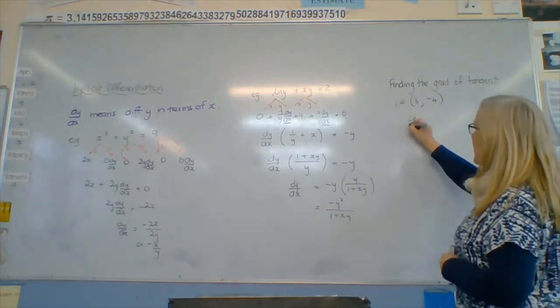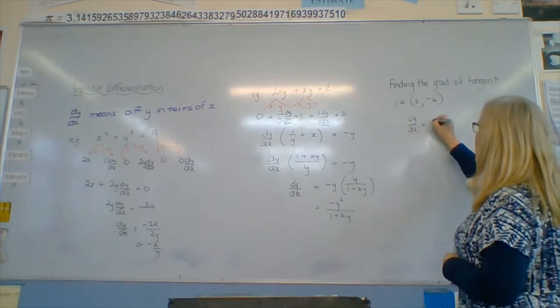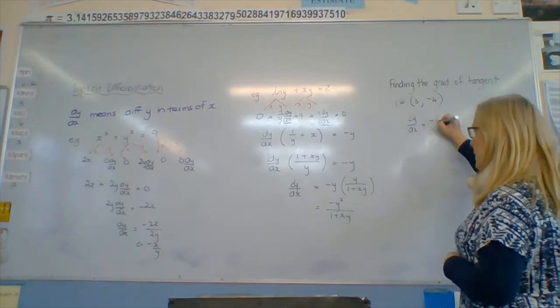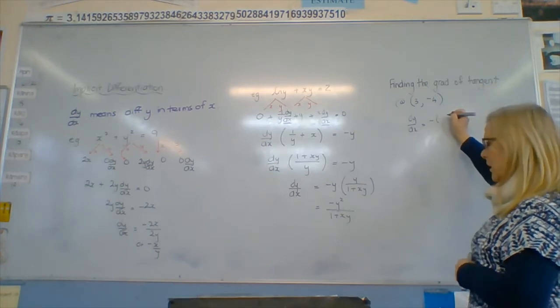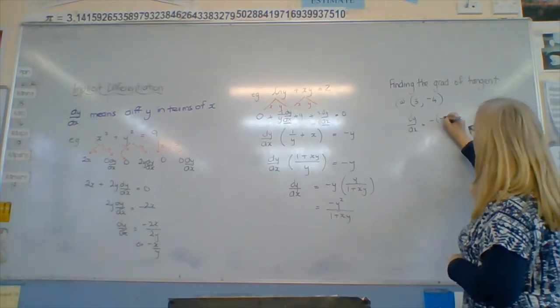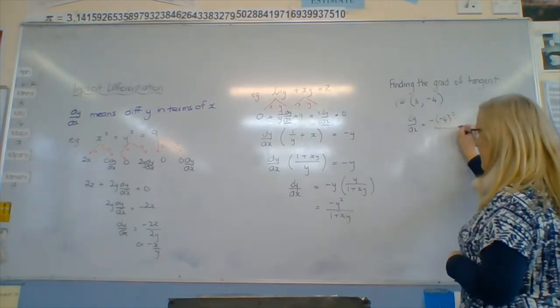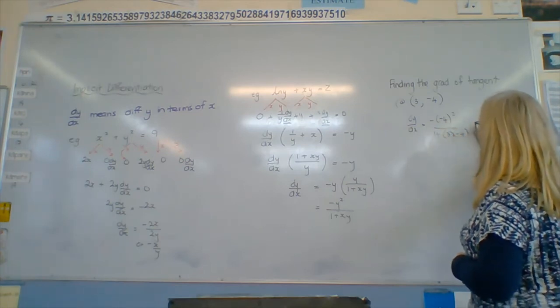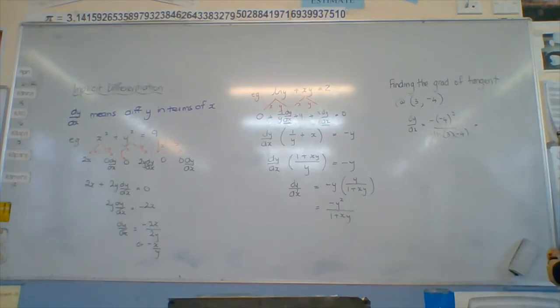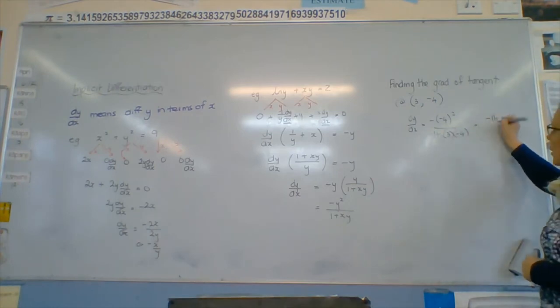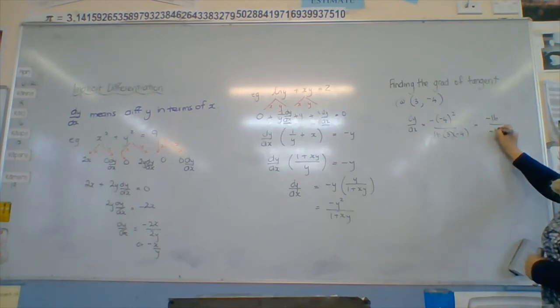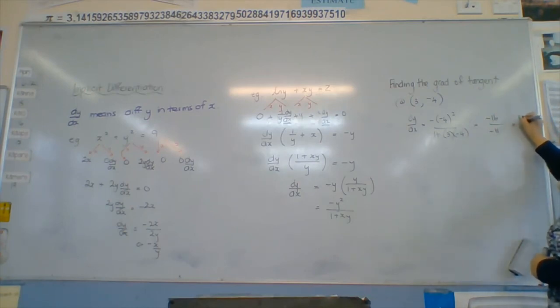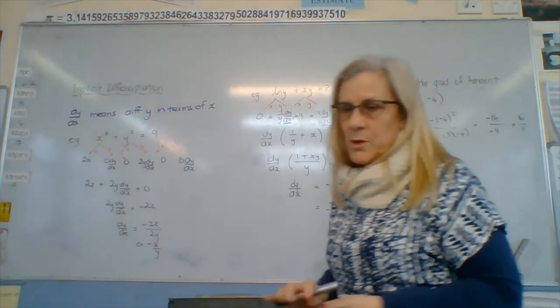So dy by dx equals negative negative 4 squared over 1 plus 3 times negative 4, which equals negative 16 over 1 plus negative 12, which is negative 11. So it's 16 over 11 is the gradient, if that point was on the curve, which I'm not sure it is or not.